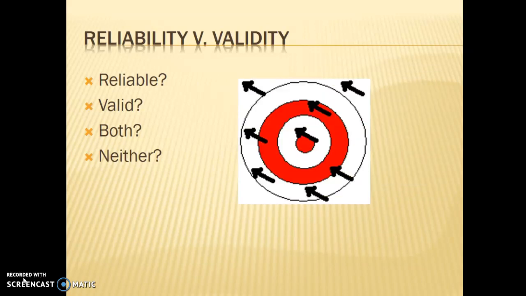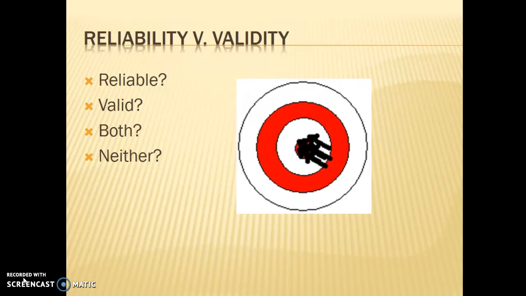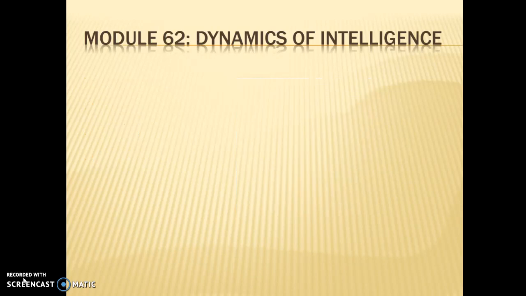In this case, the arrows are everywhere. So it's not reliable. And you could argue that it's not valid because it's not predicting your accuracy per se. This would be both, consistency because they're all clustered together, so it's reliable. It's also valid because it's trying to test your actual ability to hit the bullseye. Okay, so that's kind of a little rundown.